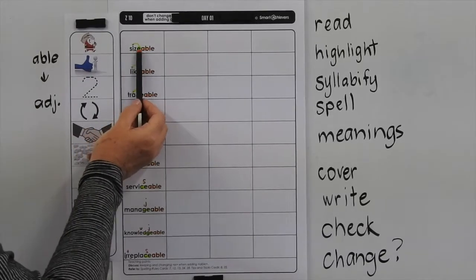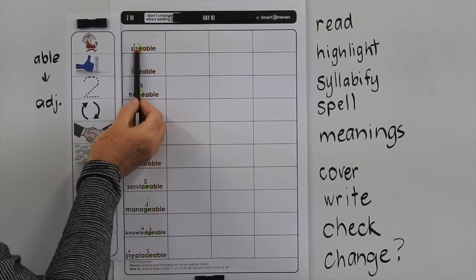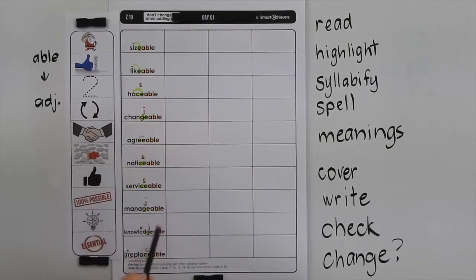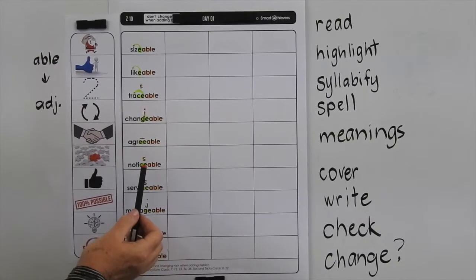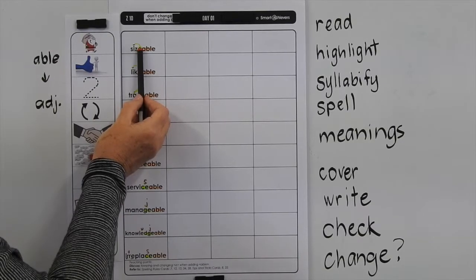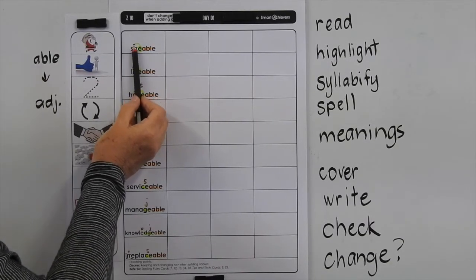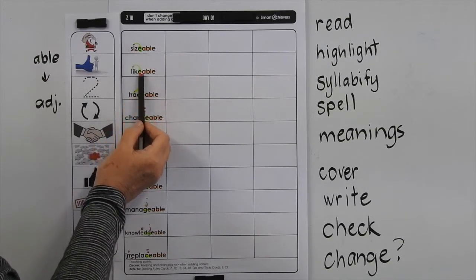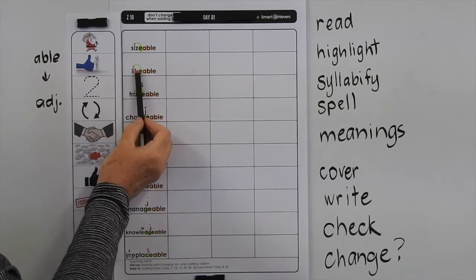On occasion you may be able to get rid of the E on the end of the base word, but with all of these words you can't because the E is needed. So let's go through and see why it's needed. The E on the end of size is needed to make the previous vowel make its long sound, the same within sizable and likeable.